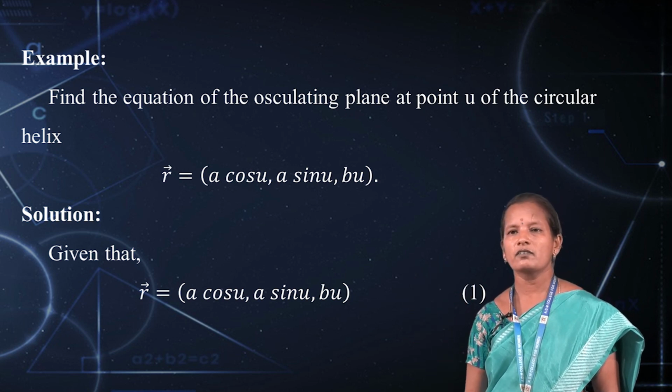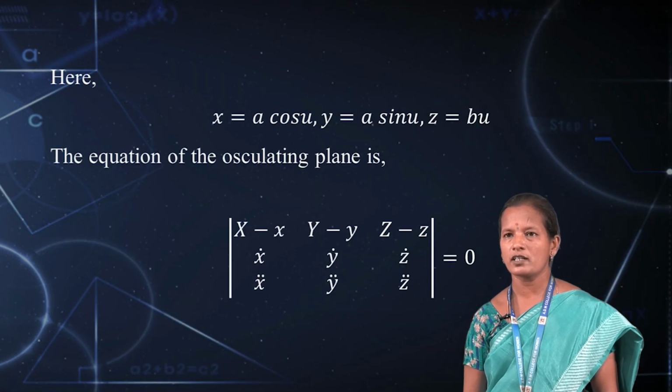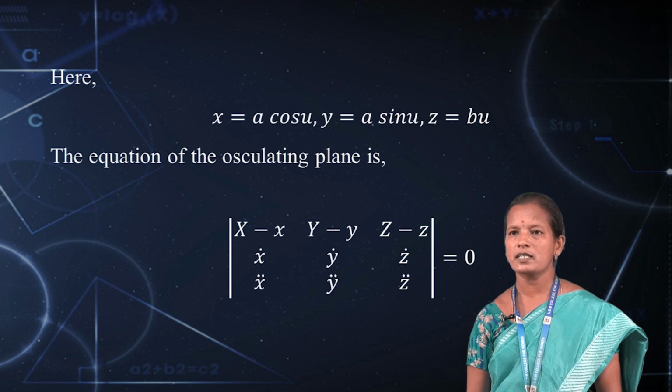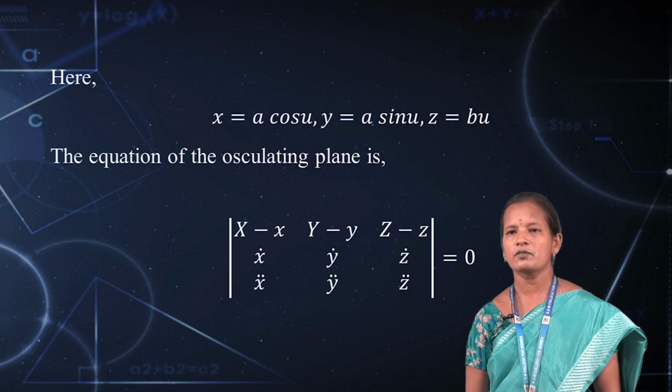Given that r vector equal to (a cos u, a sin u, b u), here x equal to a cos u, y is equal to a sin u and z equal to b u. The general equation of the osculating plane is the determinant of (capital X minus small x, capital Y minus small y, capital Z minus small z), (x dot, y dot, z dot), (x double dot, y double dot, z double dot) equal to 0.